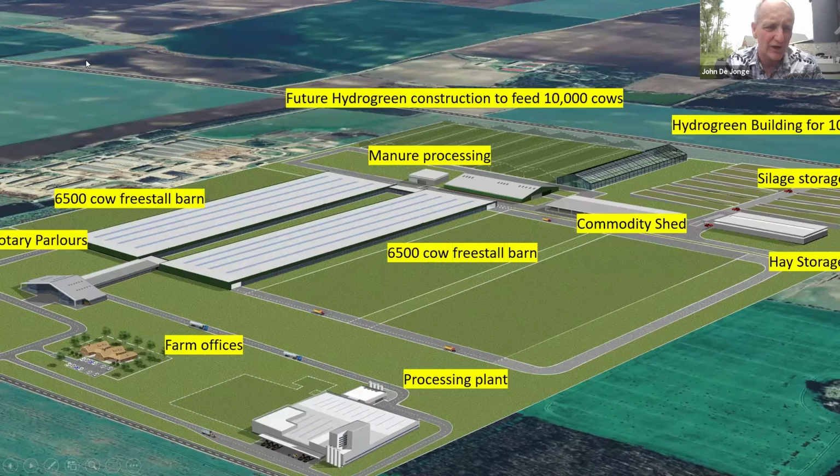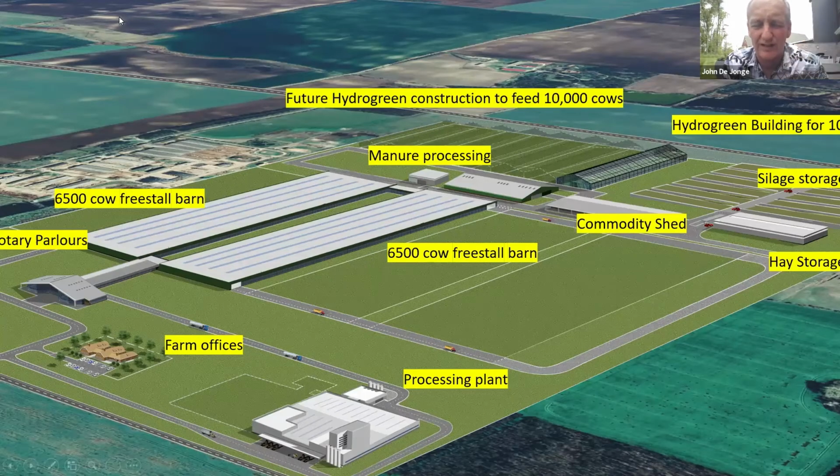Inside the milking barn, to the left of it, you'll see first of all farm offices, which we need to have. And on the far left in that particular building will be two 100-stall rotaries. Then we'll have two freestall barns, and we've split them up rather than putting them in one large facility like we're doing in the US.